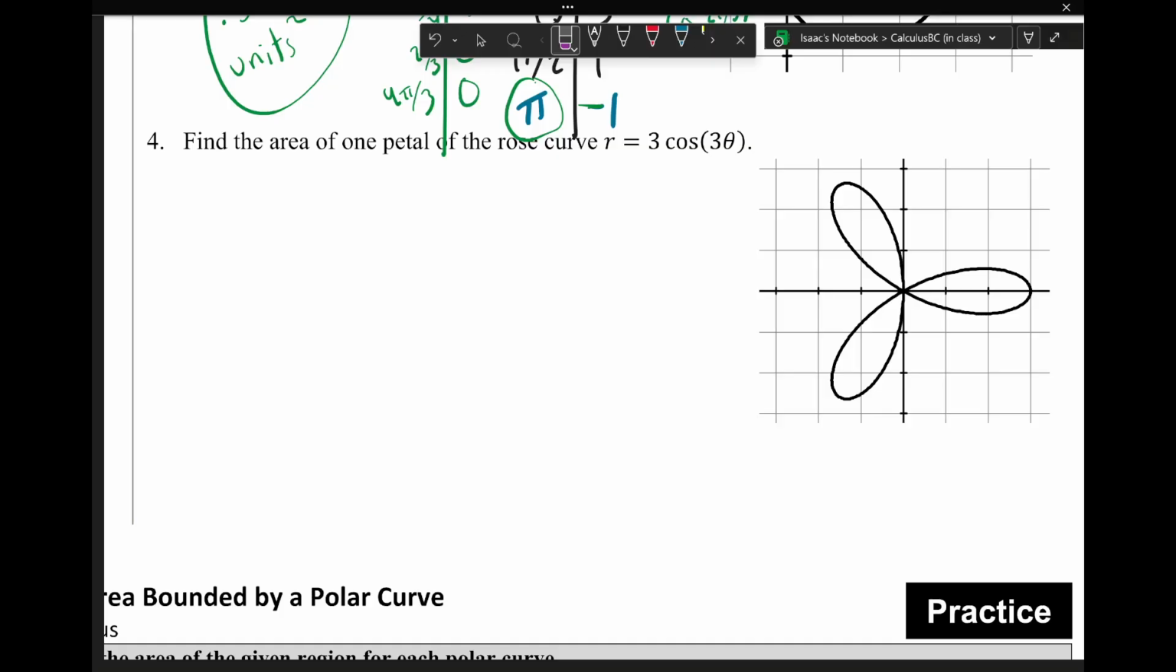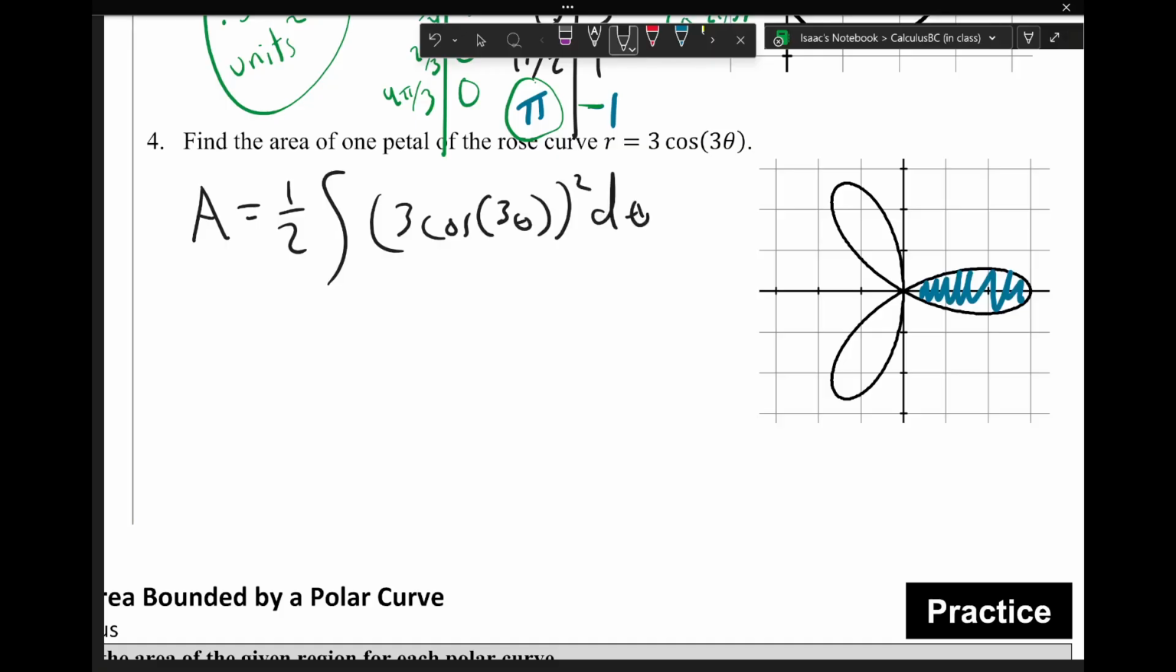I think if you watch the review video where somebody else goes over the notes, I think they picked this one. They think it's easier, but I'm actually going to pick this one. And of course it doesn't matter. Whatever one you think's easier would be perfectly fine. So just like the last couple questions, the area is going to be 1/2 integral from alpha to beta of r squared d theta. The only real hassle is figuring out what angle would you start at and end at to get one petal.